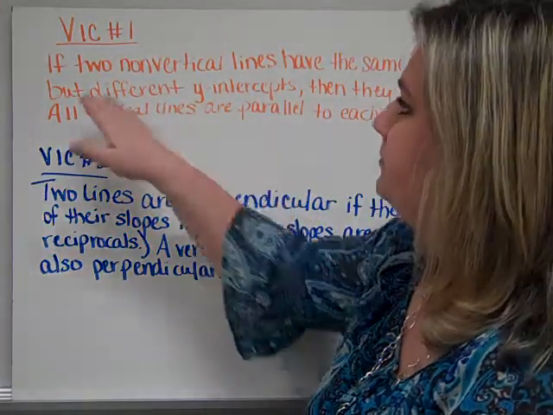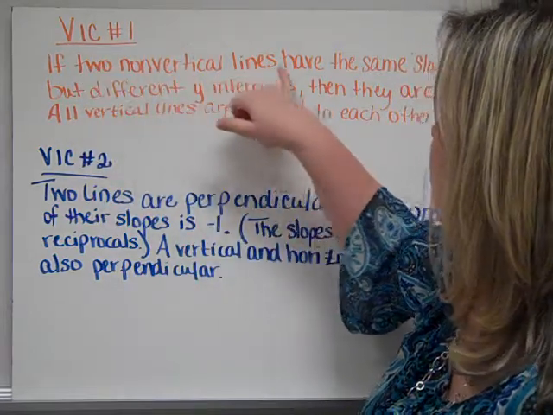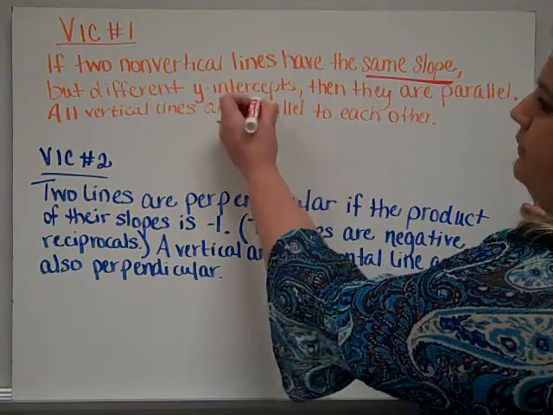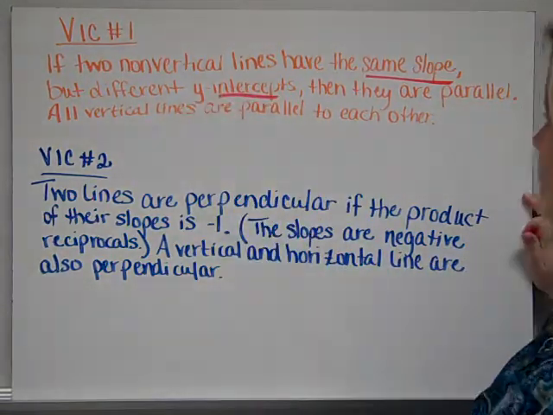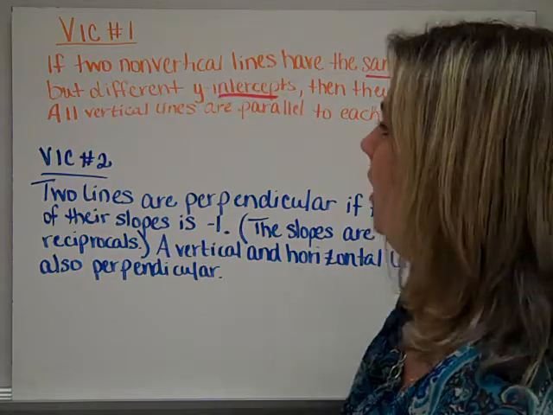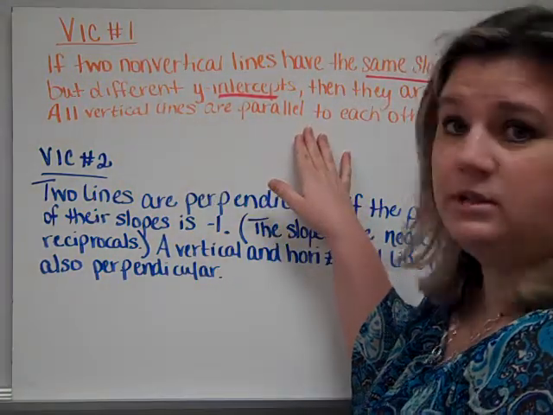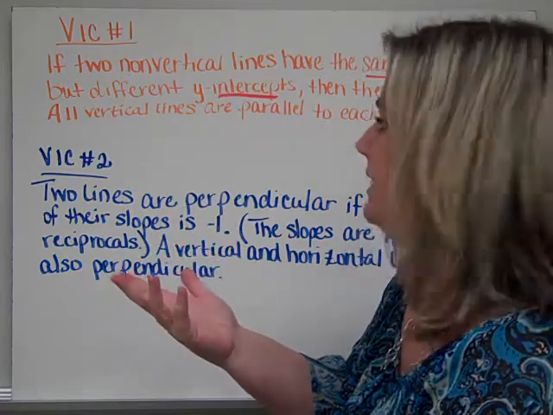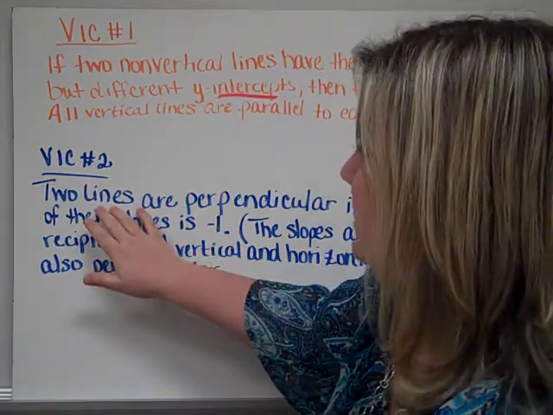Rule number 1: if two non-vertical lines have the same slope and different y-intercepts, then they are parallel. All vertical lines are parallel to each other, and if you think of that visually, that makes sense.